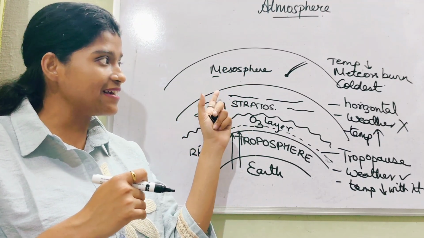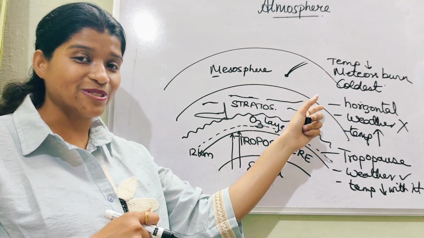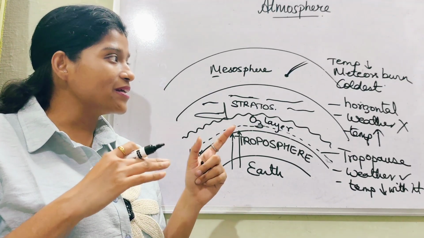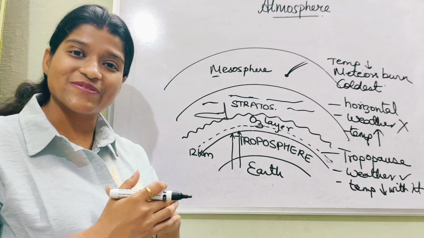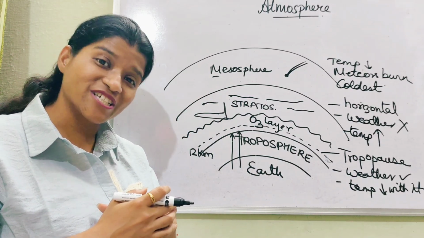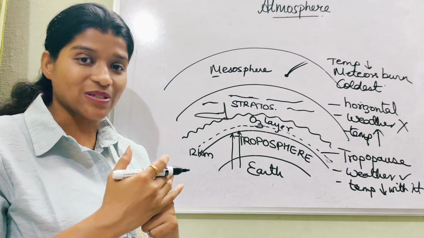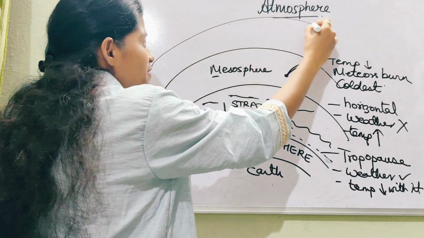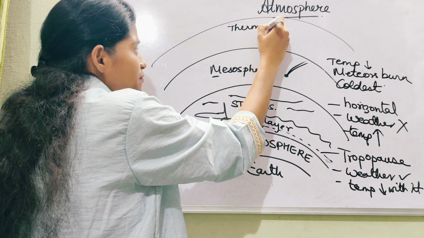In this layer the meteors burn. Although this is the coldest layer of the atmosphere, meteors still burn in this layer. So meteors burning has nothing to do with the temperature of this layer. Why? Because meteors burn because of friction. That's it about the mesosphere. Now the next layer is the thermosphere.